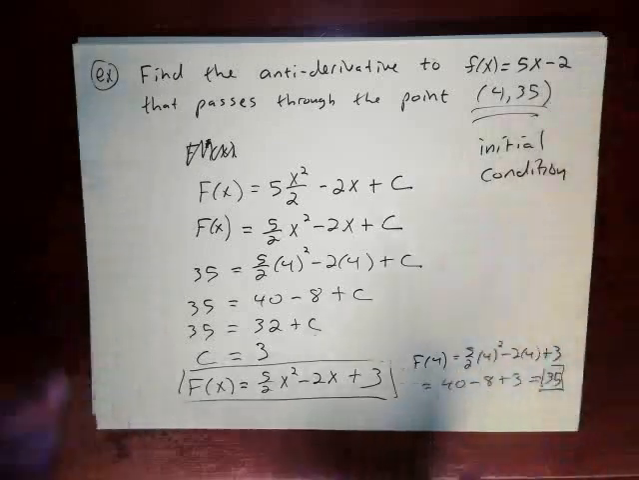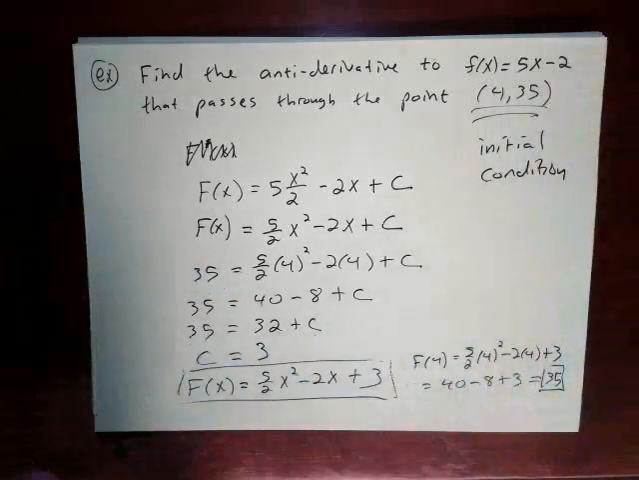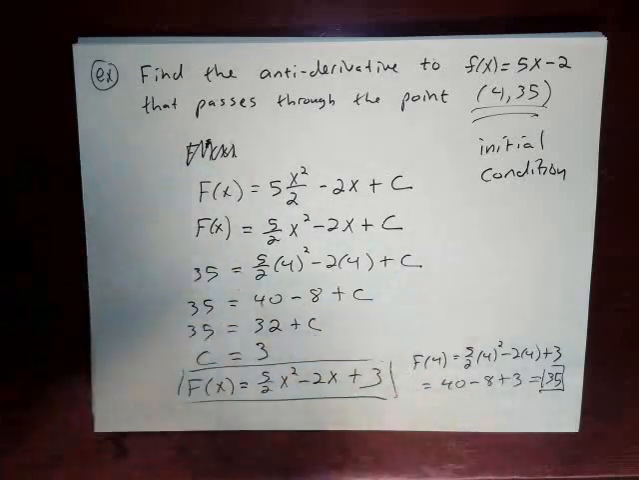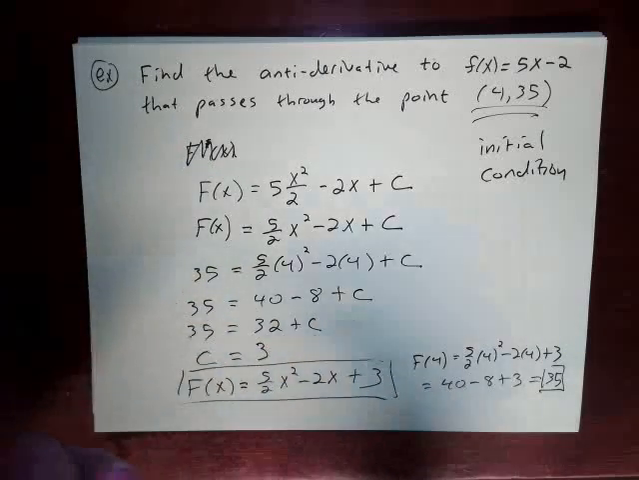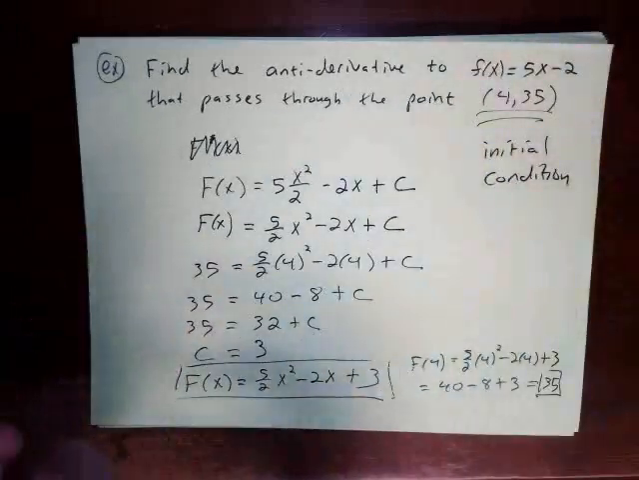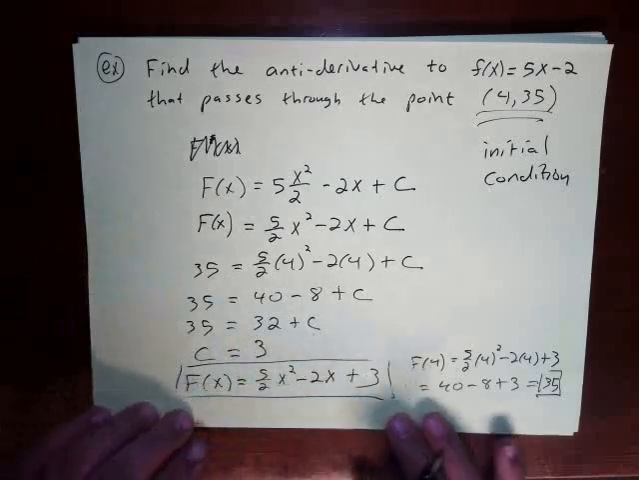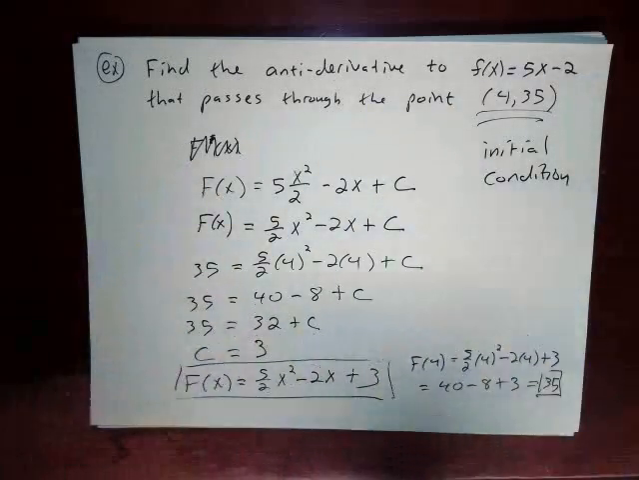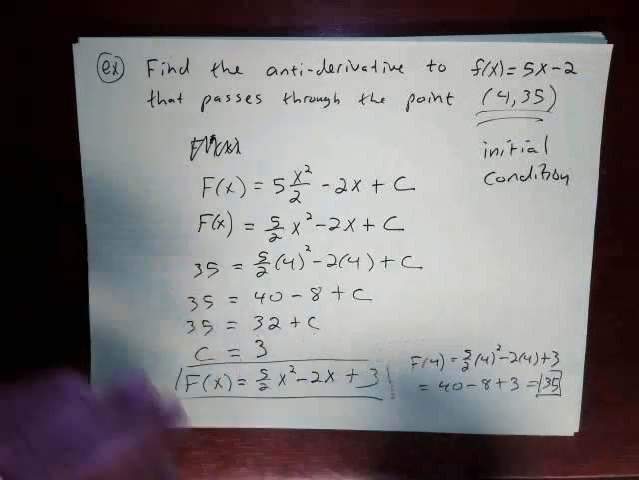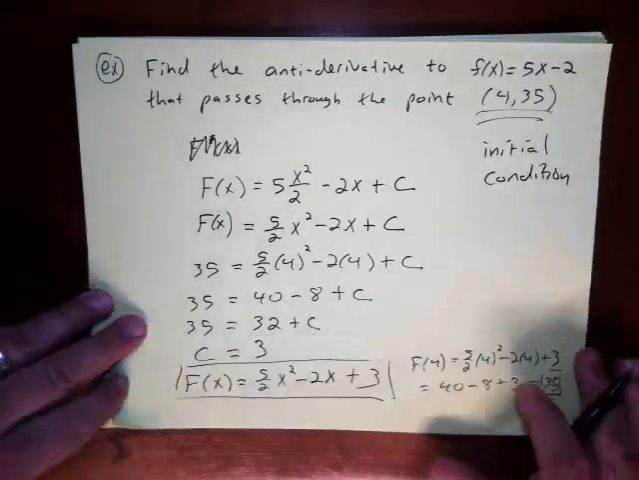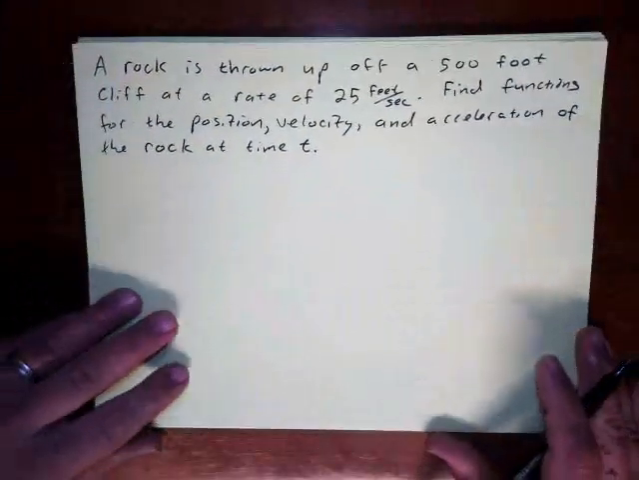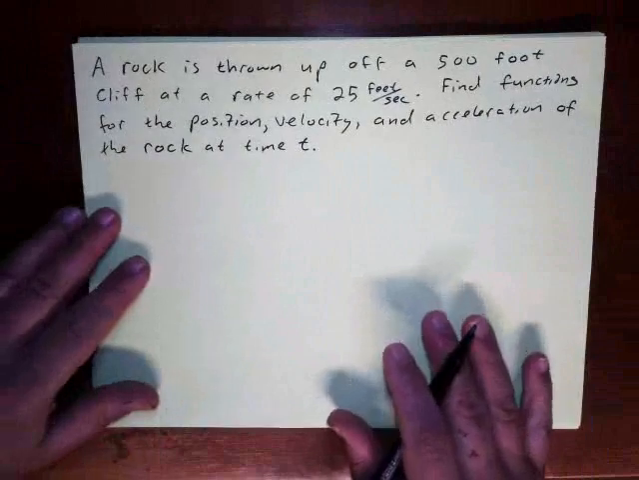So basically, when you have a derivative, there's problems where you're given the derivative and an initial condition. An initial condition is just an ordered pair that you want the function to pass through, and then what you can do is find a specific antiderivative that satisfies that initial condition. Okay, so now let's use this in a situation we're very familiar with to see how this works.